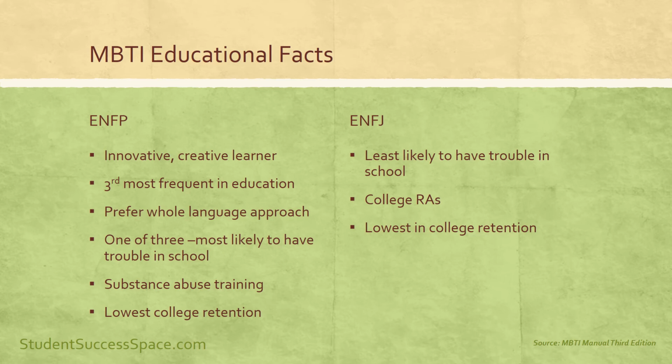In contrast, we have an ENFJ. They're rated by psychologists among the 2 types that are least likely to have trouble in school. They're one of the highest represented among college resident assistants, and they're the most frequent type in a college resident assistant over a course of a 10-year study. They are the lowest for college retention, though.